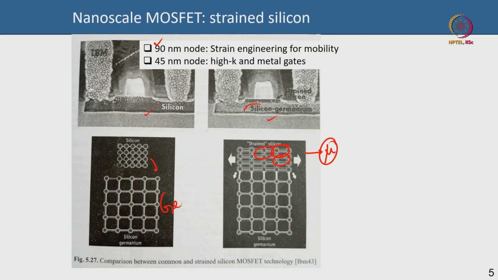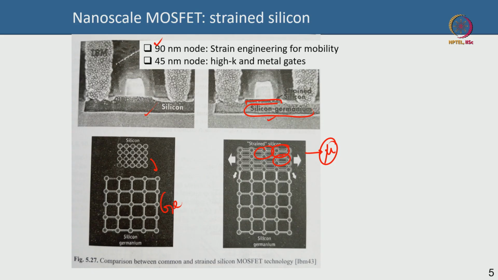If you have a silicon germanium base, and on that you put a strained silicon, then your channel is going to have higher mobility. That is very useful, because you will see that the mobility degrades very rapidly as the technology node is scaled down from 90 to 65, 45, 32 nanometer, etc.